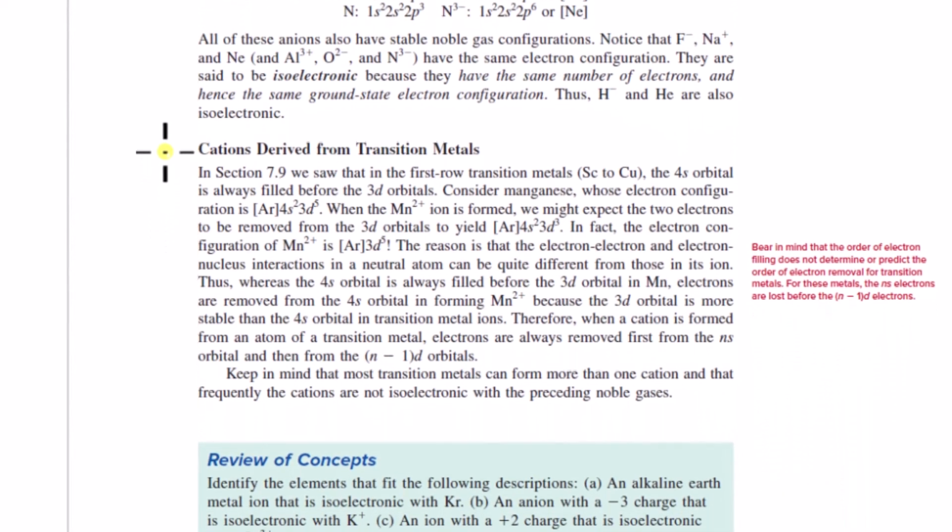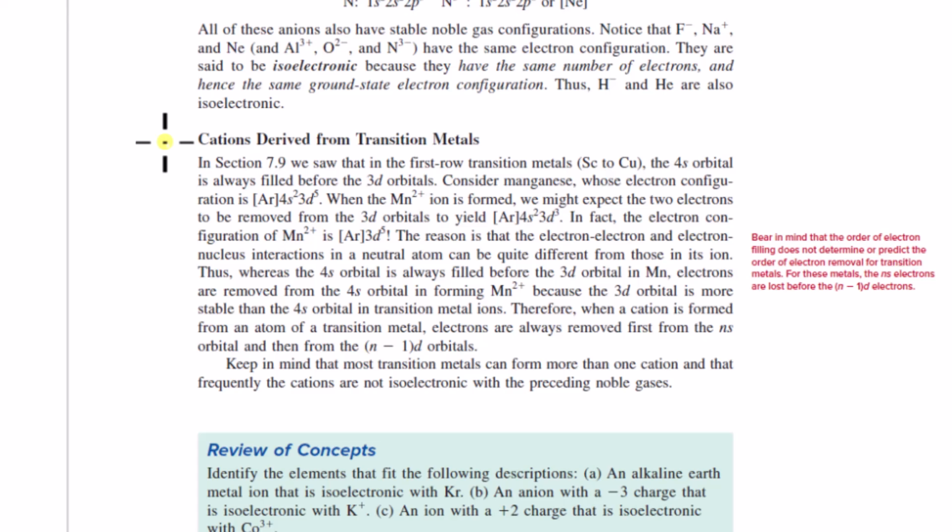Okay, now what about the transition metals? With transition metals, we're dealing with cations. Metals form cations. In section 7.9, we saw that in the first row transition metals, scandium to copper, the 4s orbital is always filled before the 3d orbitals. Consider manganese, whose electron configuration is [Ar]4s2 3d5. When the manganese 2+ ion is formed, we might expect the 2 electrons to be removed from the 3d orbitals to yield [Ar]4s2 3d3. In fact, the electron configuration of manganese 2+ is [Ar]3d5, so you remove the 2 4s electrons instead.